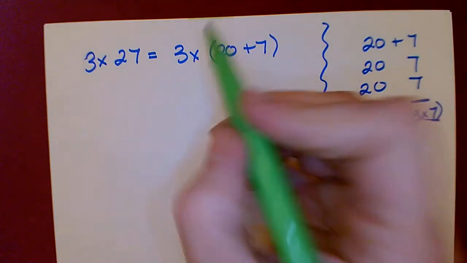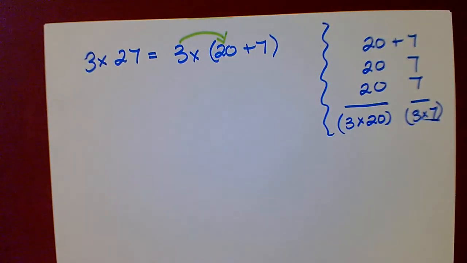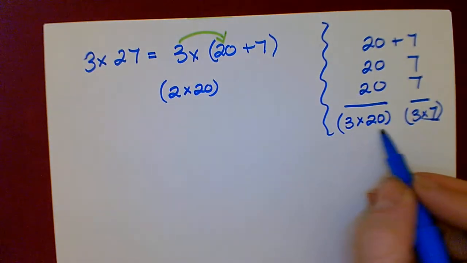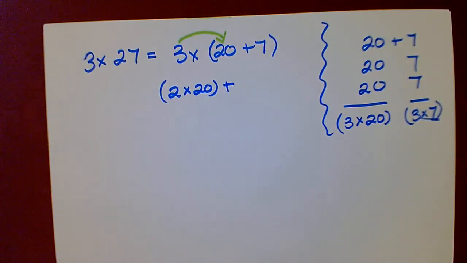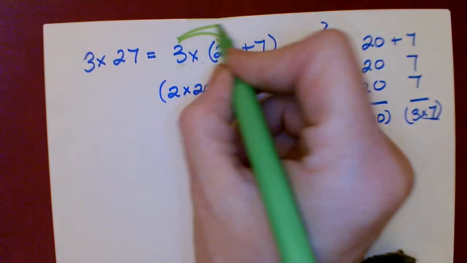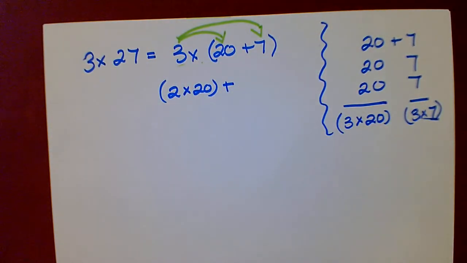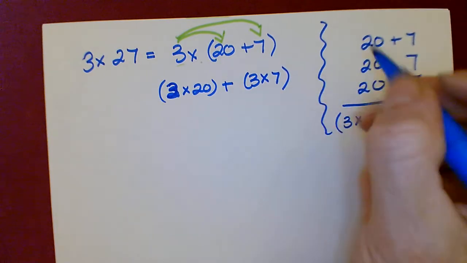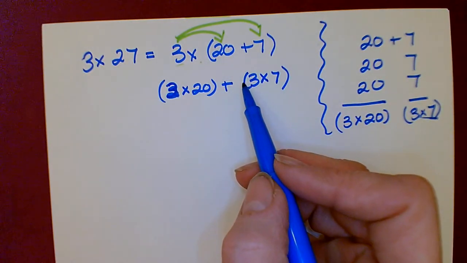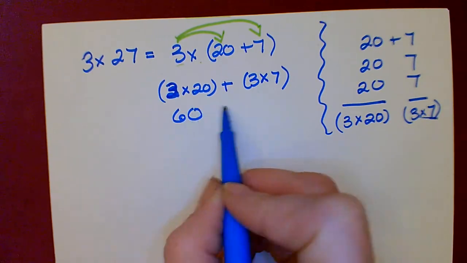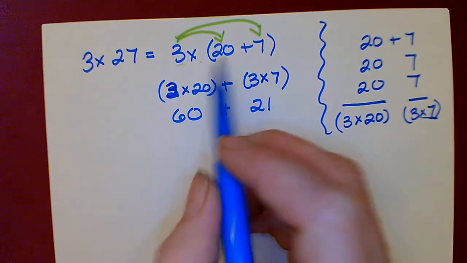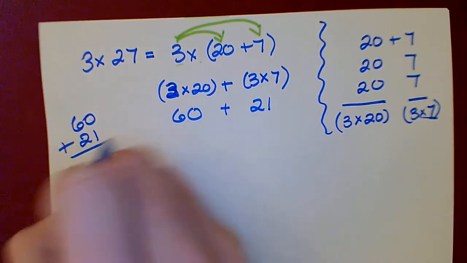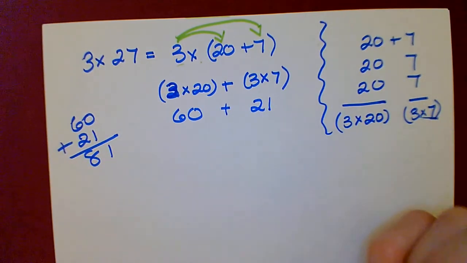So again, watch this. So expanded form, distribute. Here we go. So 3 times 20, which is the same thing as right there, plus, and now we have to distribute that 3. We're going to do 3 times the 7. Sorry about that, guys. Okay, so expanded form, distribute, zero trick. 3 times 2 is 6, add on the 0. 3 times 7 is 21. So expanded form, distribute, zero trick, add. And now I just take 60 plus 21, and I would get 81.